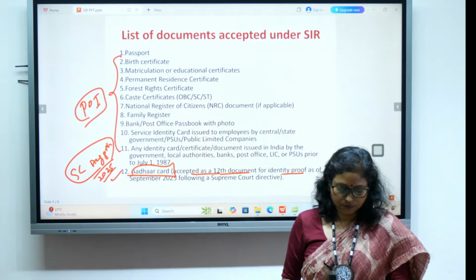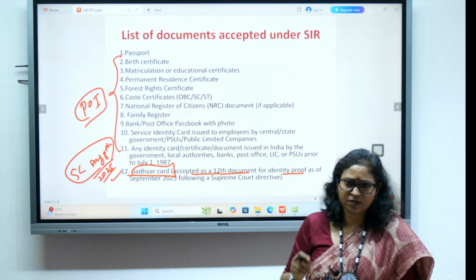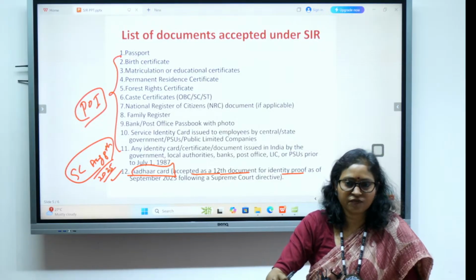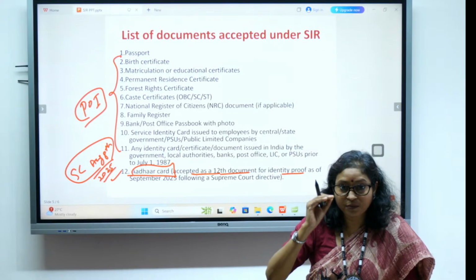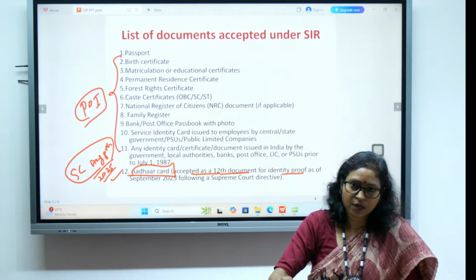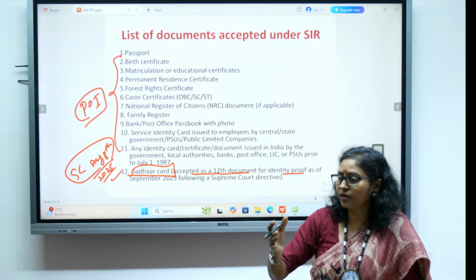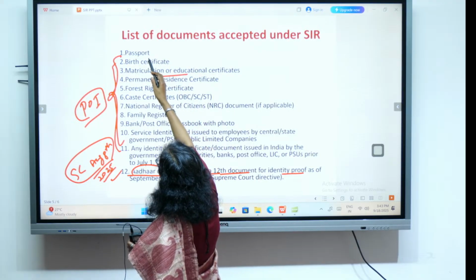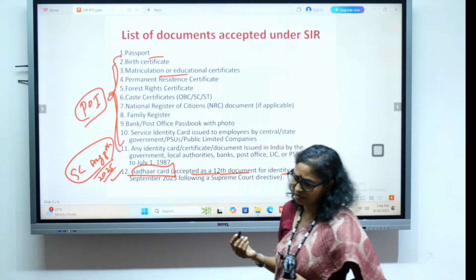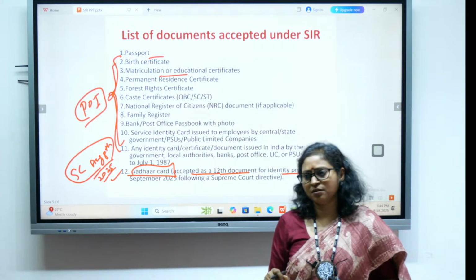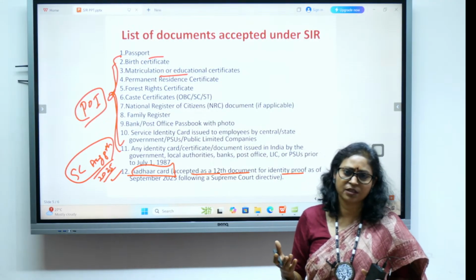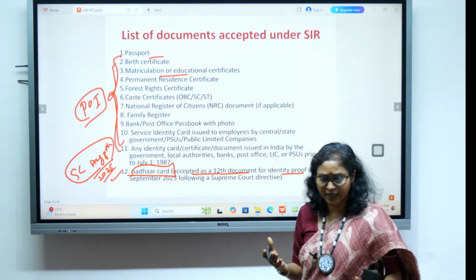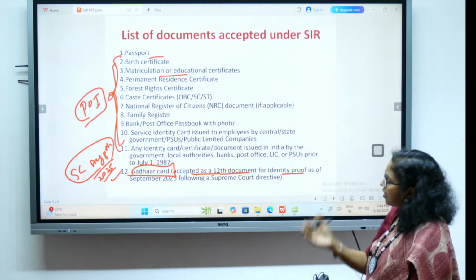Because now Aadhaar is considered to be an all-in-one identity proof. We cannot have multiple kinds of identity proof, and Aadhaar has become an omnibus identity proof, particularly for the poor and marginalized who may not have all these identity proofs. They may not have matriculation, passport or birth certificate, particularly in India where you have home deliveries. They may not have educational certificates, right? Forest rights certificates or caste certificates.